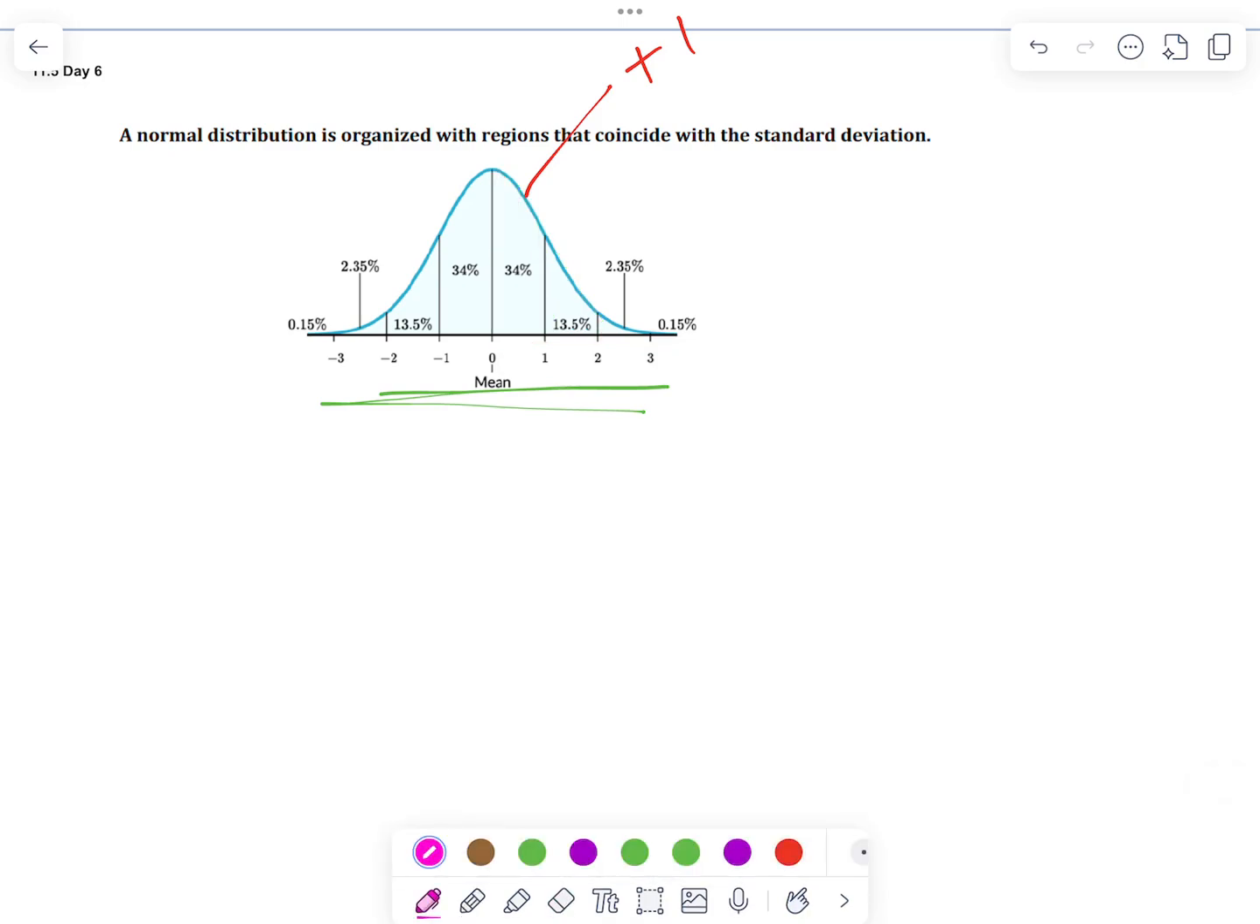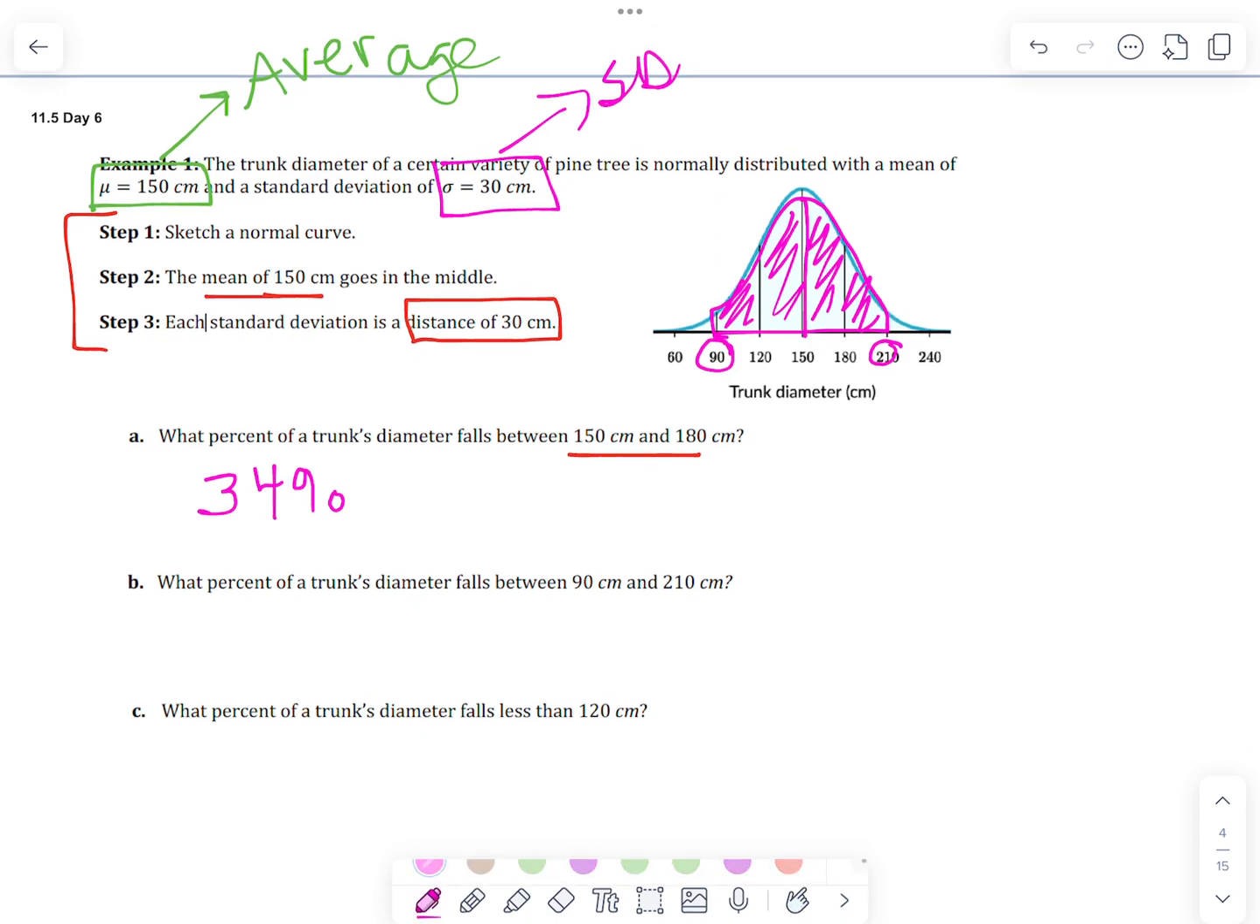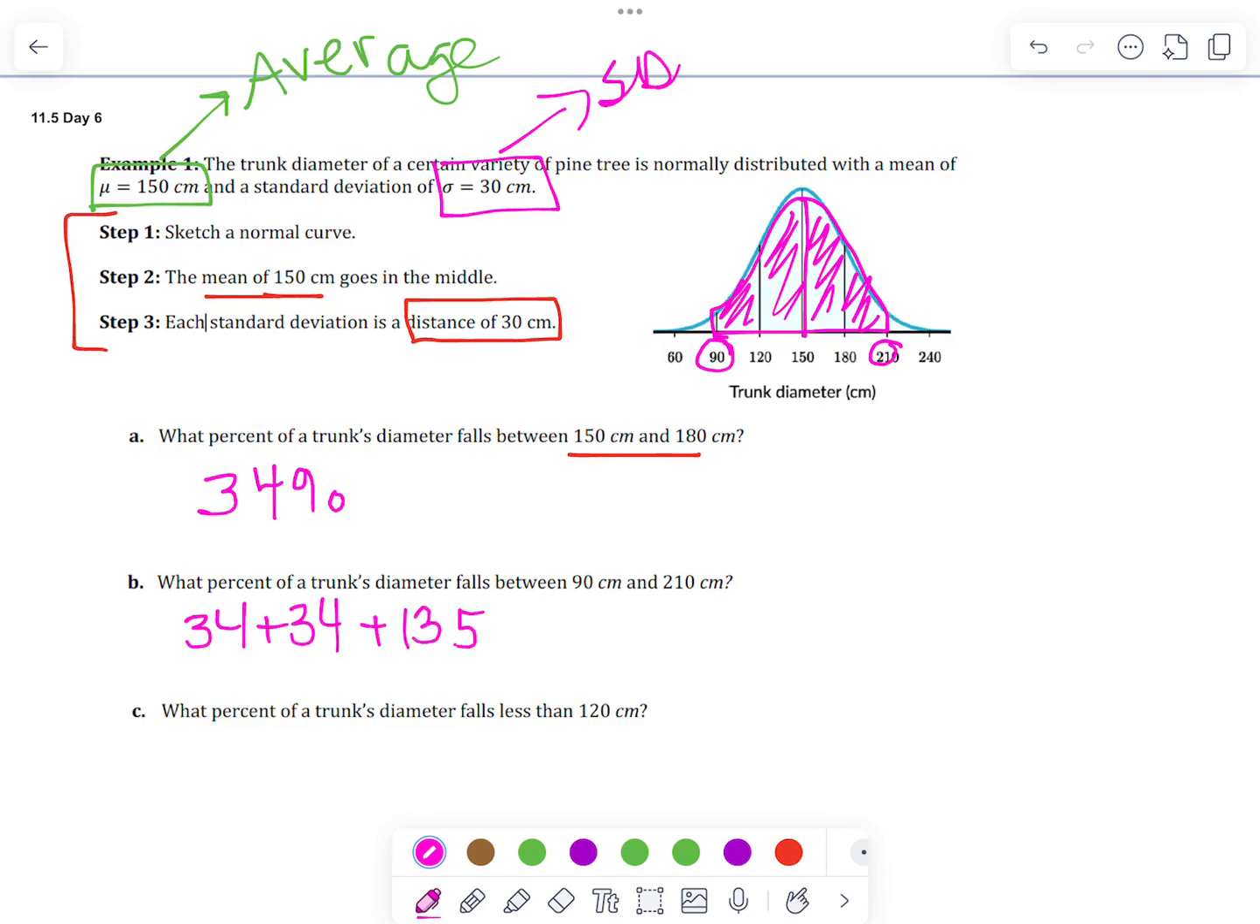What we do is we just add up those percentages. So we add up 34% and 34% and 13.5 and 13.5. And the percent that falls within essentially 2 standard deviations, because this is a +2 and this is a -2 standard deviation, is 95%.